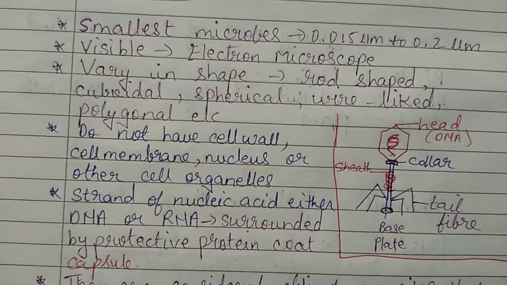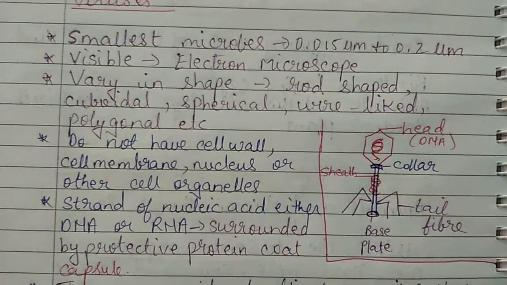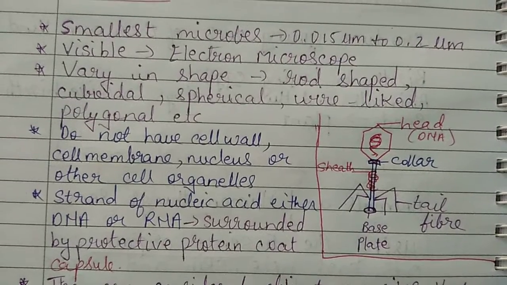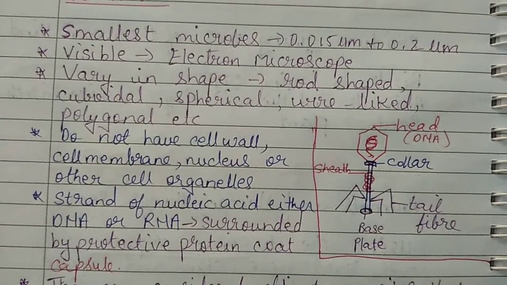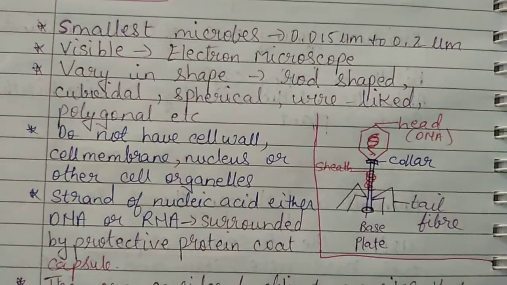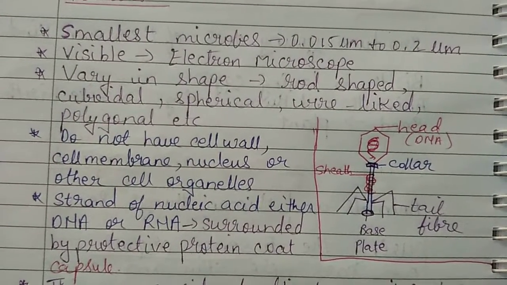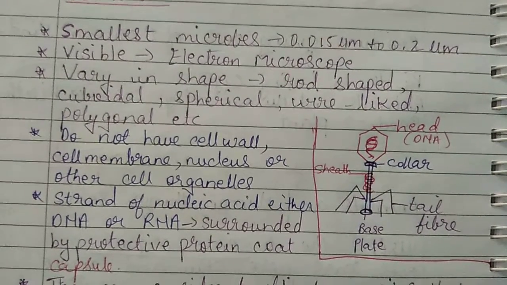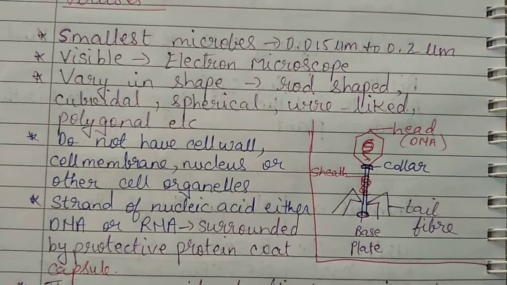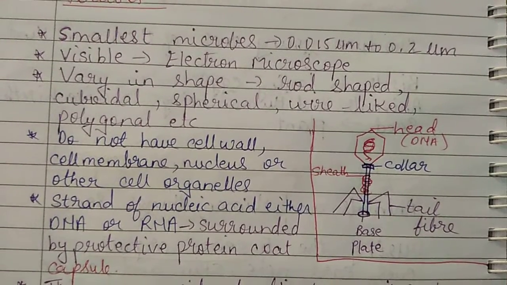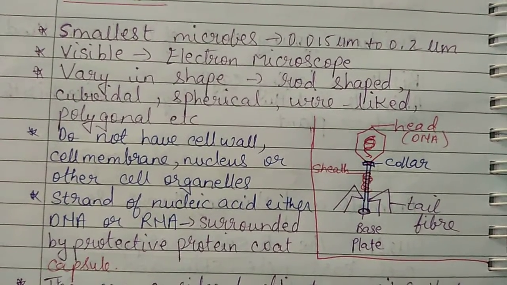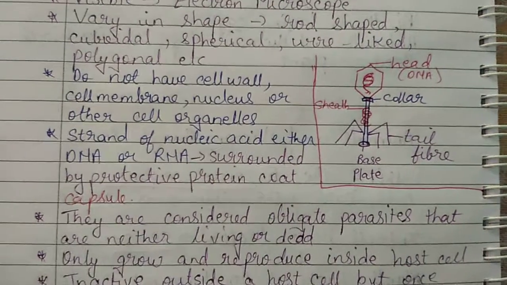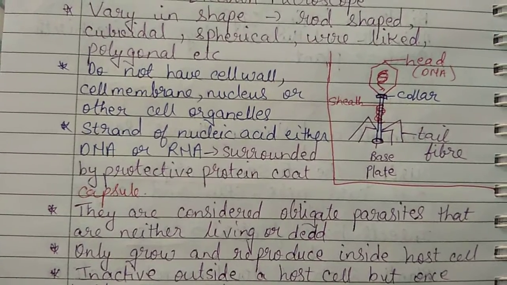cell organelles. Now, they consist of a strand of nucleic acid, either DNA or RNA, which is surrounded by a protective protein coat known as the capsid. If you can see in the figure there, the head is protected by a capsid that is made up of protein. It's a protein coat. And the strand of nucleic acid, here it's DNA, can either be DNA or RNA.